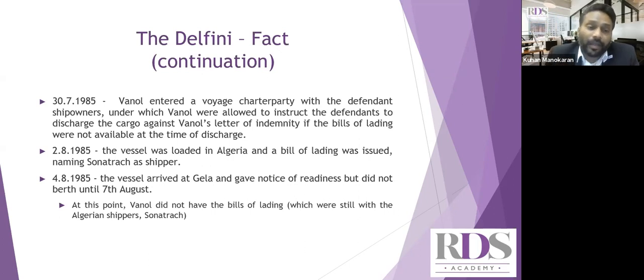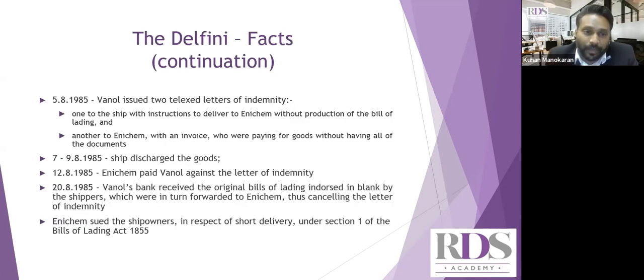When the vessel arrived, Vanol did not have the bill of lading, which was still with the Algerian shipper, Sonatrach. Lacking the bill of lading, on the 5th of August, Vanol issued two telex letters of indemnity. One to the ship with instructions to deliver to Anic without production of the bill of lading, and one to Anic, with an invoice, who were paying for the goods without having all the documents. Now the ship discharged the goods between the 7th and the 9th of August. On the 12th of August, Anic paid Vanol against the letter of indemnity. On the 20th of August, Vanol's bank received the original bill of lading, endorsed in blank by the shipper, which was in turn forwarded to Anic, thus cancelling the letter of indemnity.